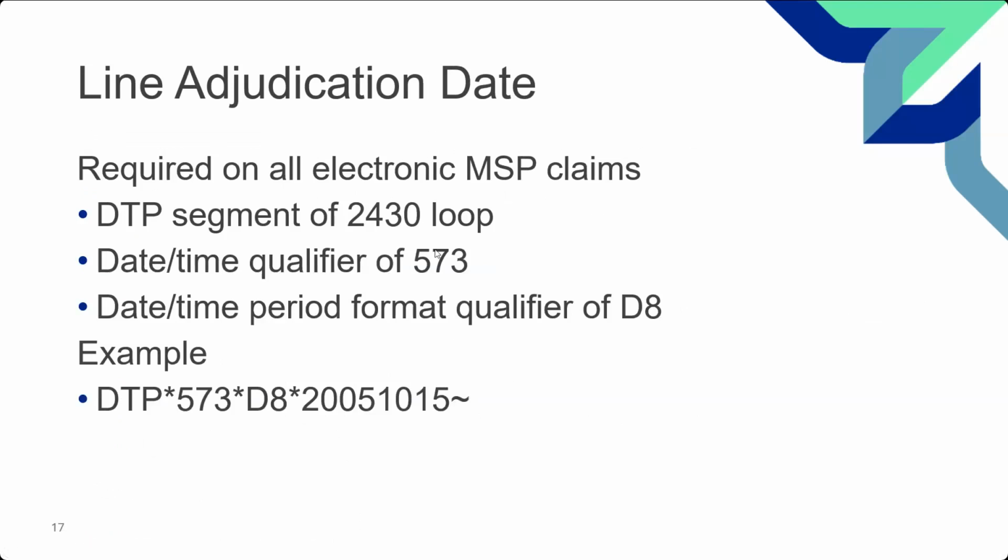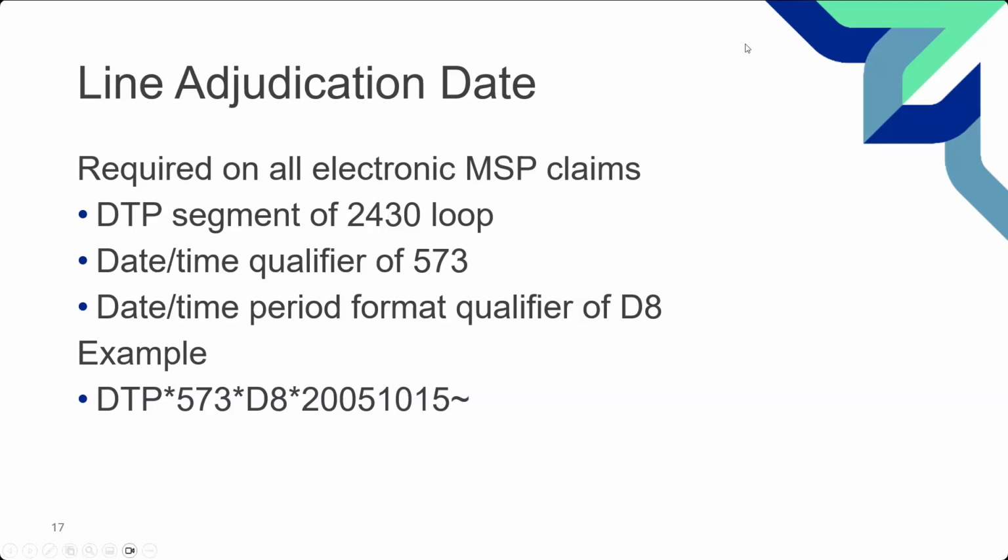Your line adjudication date, this is just the date, the time qualifier, those pieces of information. Again, how to put it together. So DTP segment on the loop 2300, this is your segment. Then you've got the 573 date time qualifier, date time period, and then the date. So it's just going to say this is what we're looking for. Hopefully that makes sense to everyone. If not, and you do need more instruction, I would recommend that you go out and check out the information within that.